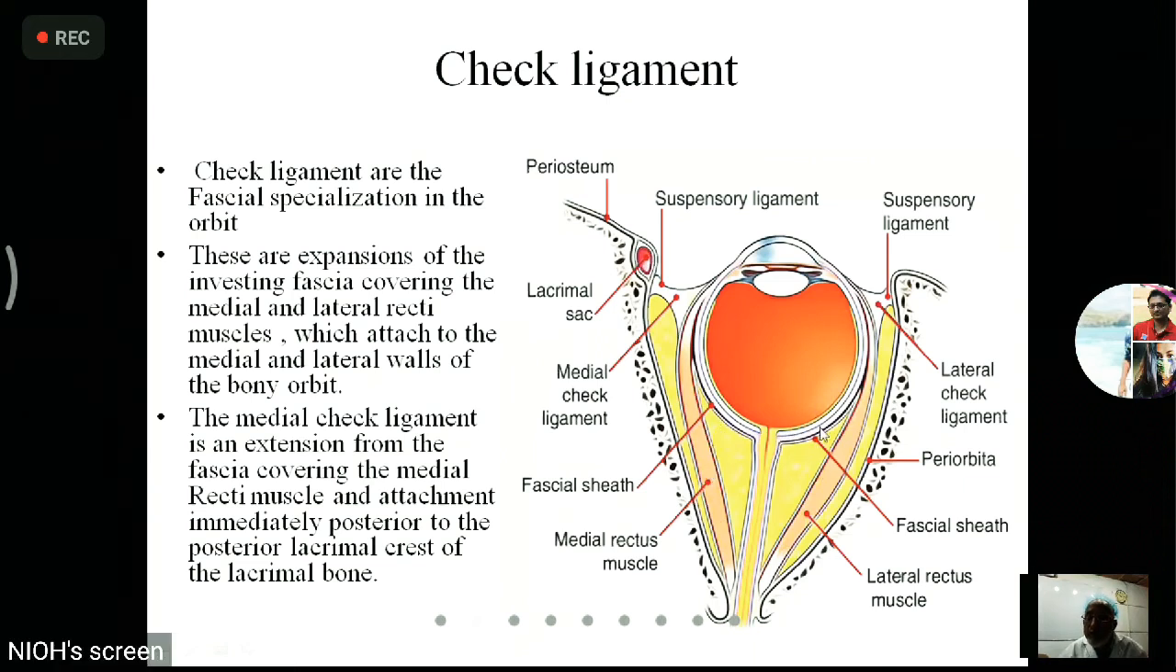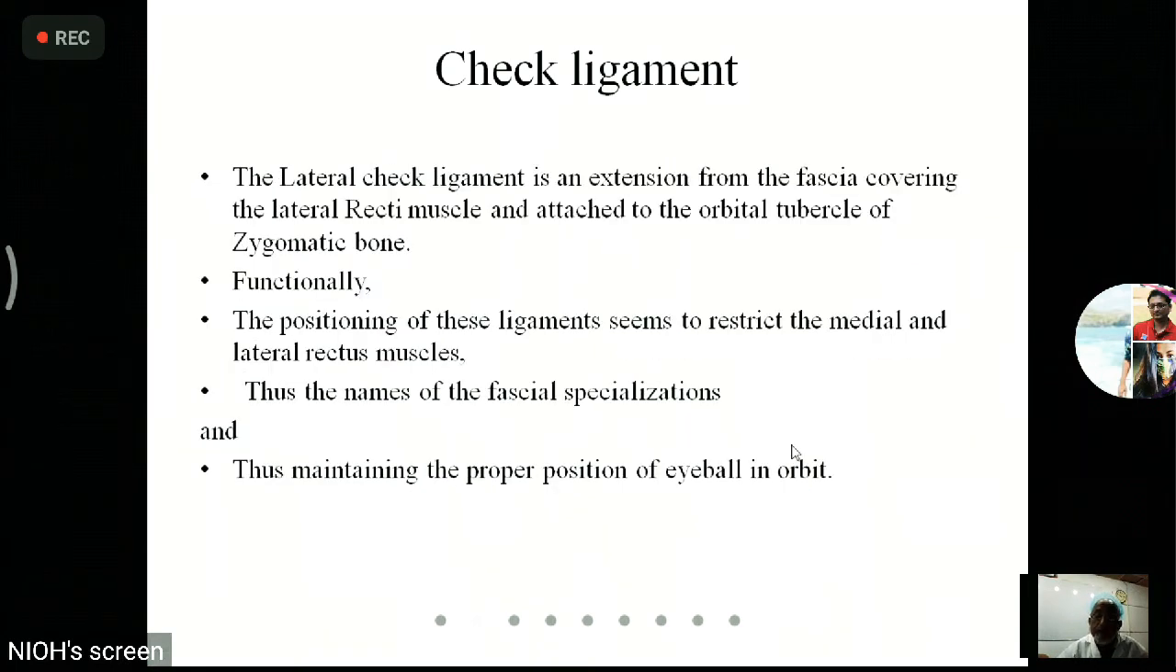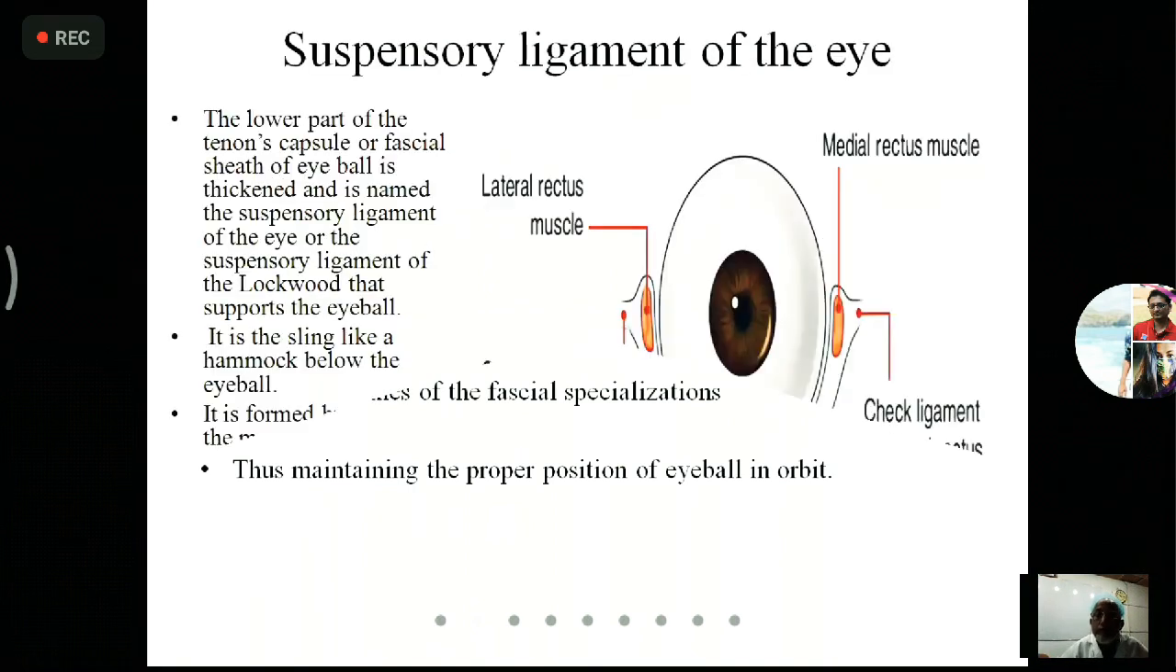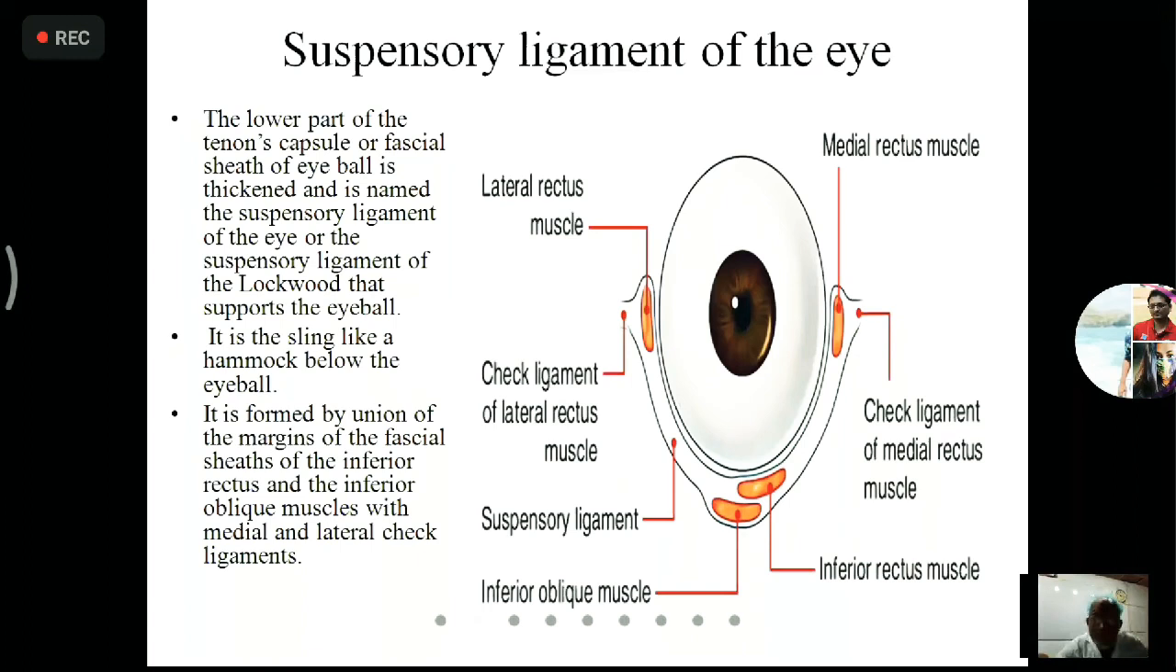Previously, we said in the orbit lecture, the lateral check ligament is an extension from the fascia covering the lateral rectus muscle, attached to the orbital tubercle of the zygomatic bone. Functionally, the position of this ligament seems to restrict the medial and lateral rectus muscles. These fascial specializations maintain the proper position of the eyeball within the orbit. Now, suspensory ligaments. Those two topics, check ligaments and suspensory ligaments, are sometimes asked as short notes in the diploma course.